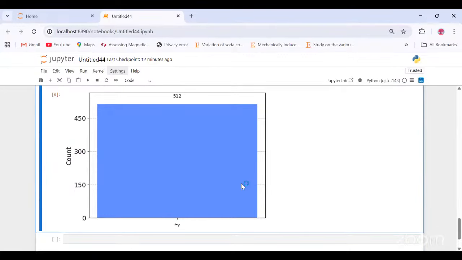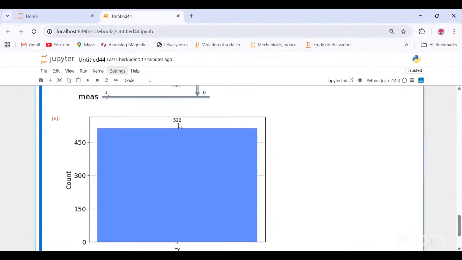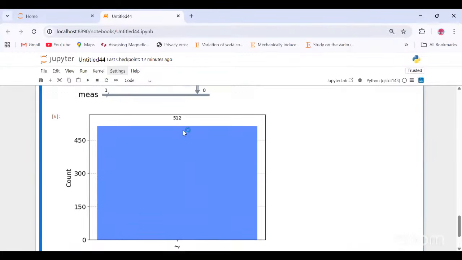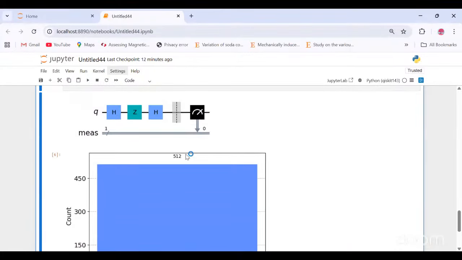So when you are observing the histogram, it is giving you this one value to the 512 counts. So you can verify, when you are inputting 0, what should you get. Okay, how to verify that? When you are inputting 0 here, you will get a positive state. When you are inputting a positive state here, this Z will apply on both the states of positive.